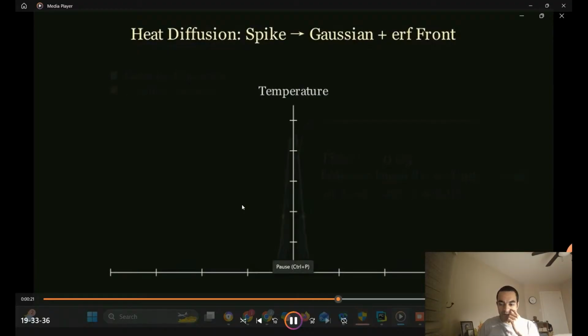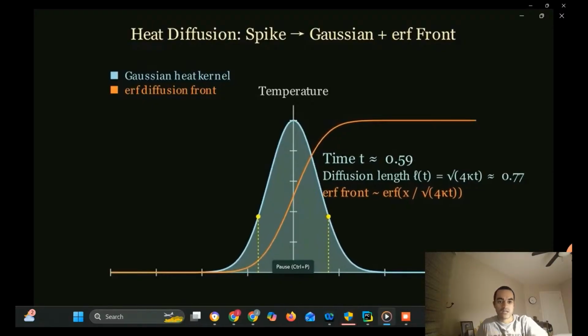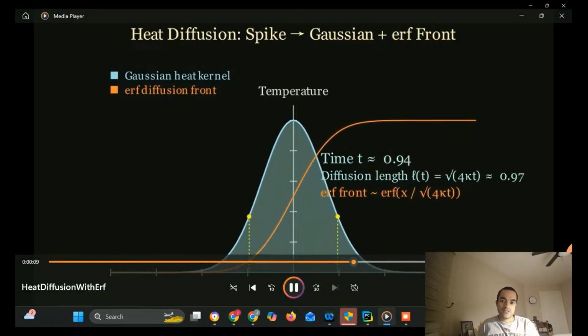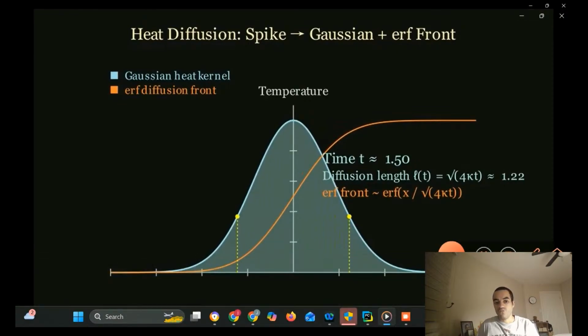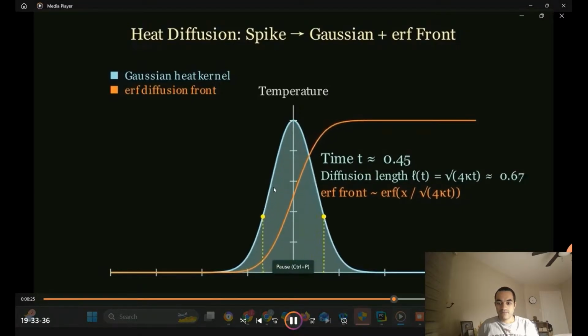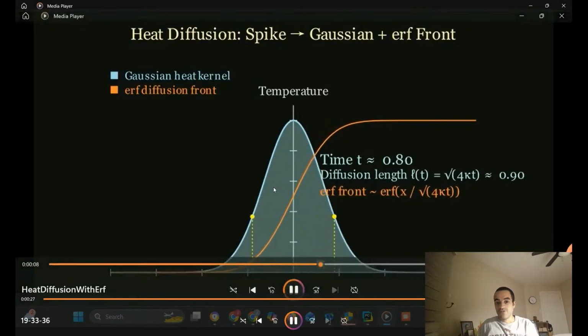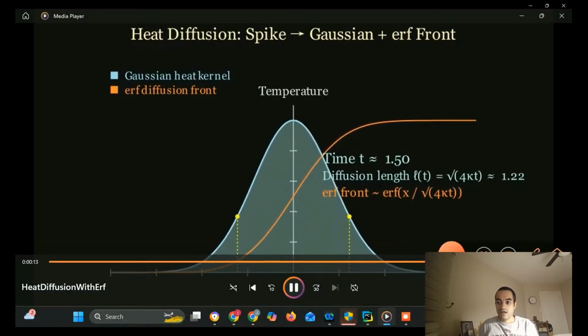Okay, so let me just show you again, because there may be some other things. Another thing too, the temperature is on the y-axis and capital X is on the x-axis. So it's a Gaussian. The blue represents the Gaussian heat kernel, the orange error diffusion wavefront. It's a pretty interesting concept visually. You see what happens. So as t increases, my diffusion length increases, right? That's how it works.